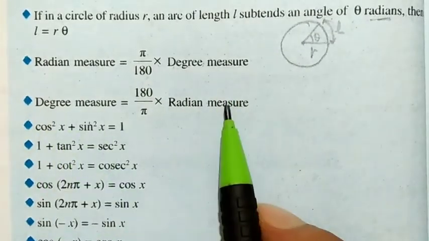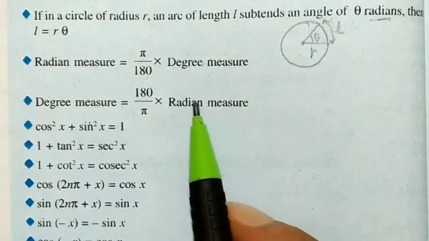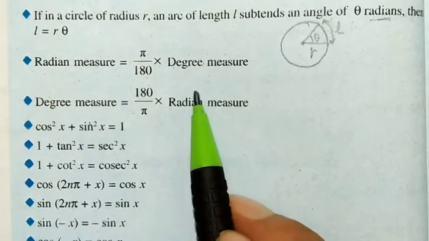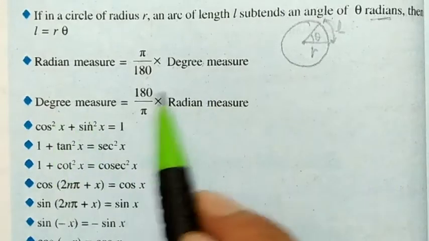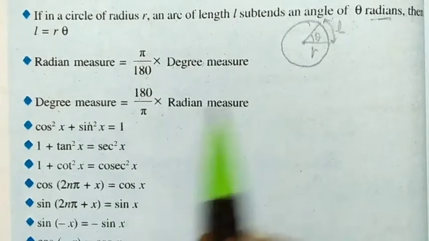Similarly, to convert radian measure to degrees, like pi radian, you have to convert into degrees. So this radian is given as pi, just put pi, pi cancels. So the degree measure will be 180. Means pi radian equals 180 degrees.